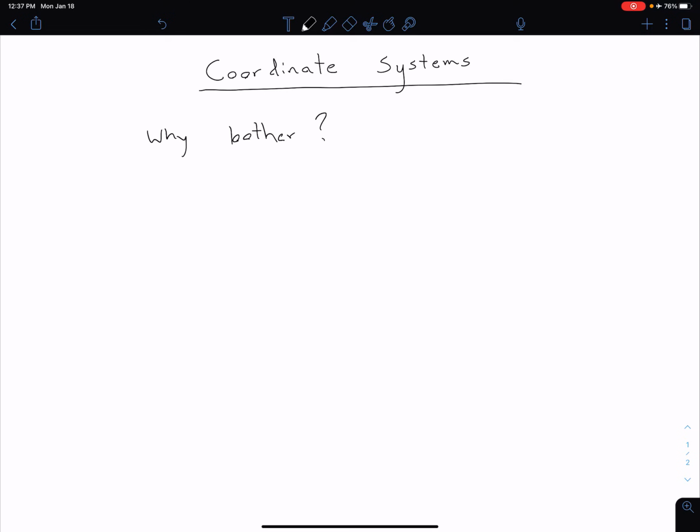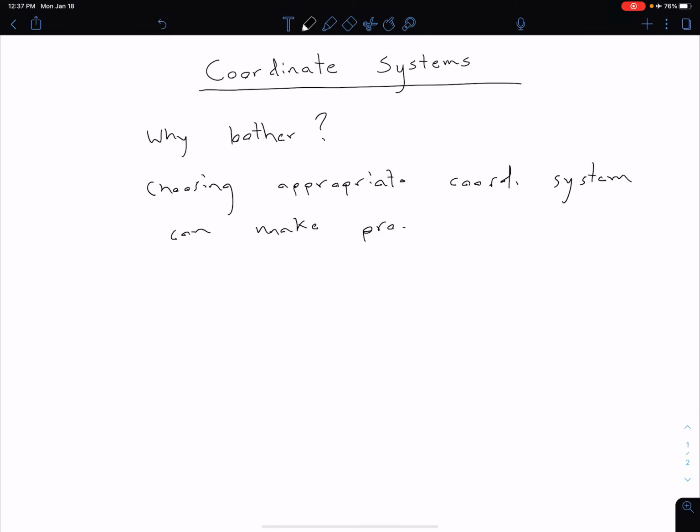That's a good, valid question, but what we're going to see is that choosing an appropriate coordinate system is going to allow us to make problems a lot easier. So choosing an appropriate coordinate system can make a problem much easier. We're going to see how that plays out in the math in some later units, but let's think about a simple example.